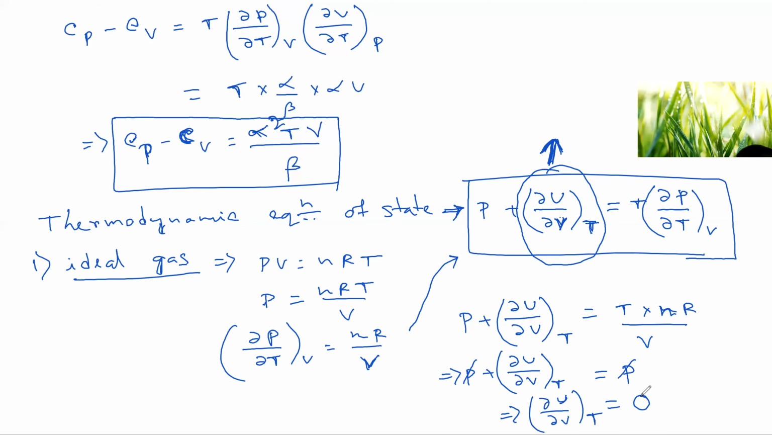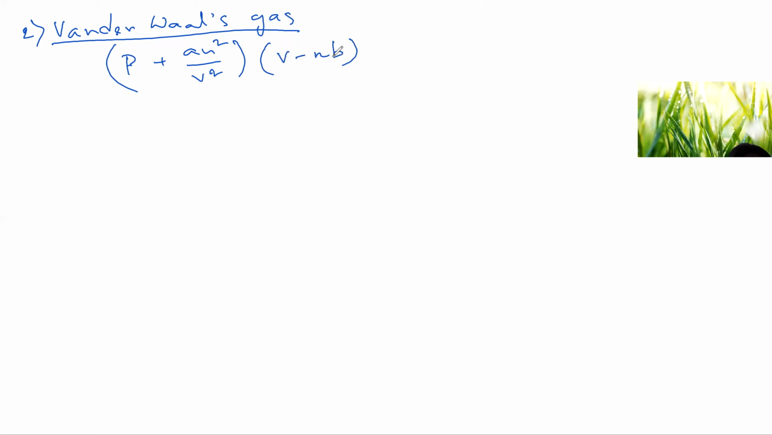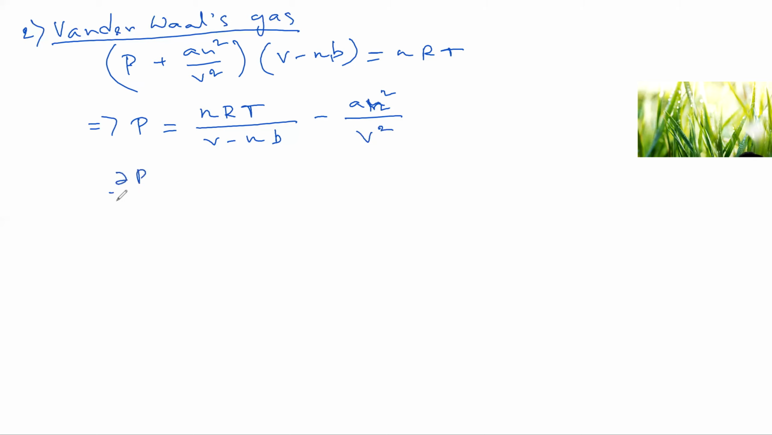And for Van der Waals gas, what is the Van der Waals gas equation? (P plus an²/V²)(V minus nb) equals nRT. So what is the value of P? P equals nRT over (V minus nb) minus an²/V². Now differentiate with respect to T at constant volume. What will that be? nR by (V minus nb). The second term will be 0 because these are all constant.